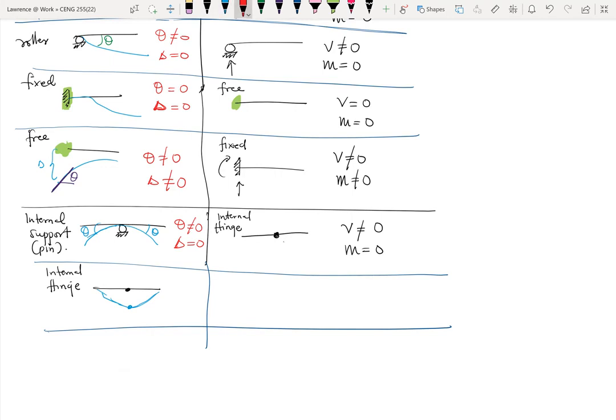So you have the deflection, and also you have the slopes. That means both the deflection delta and the slopes are not equal to 0. So the conjugate will be an internal support. For that internal support, both V and M are not equal to 0.